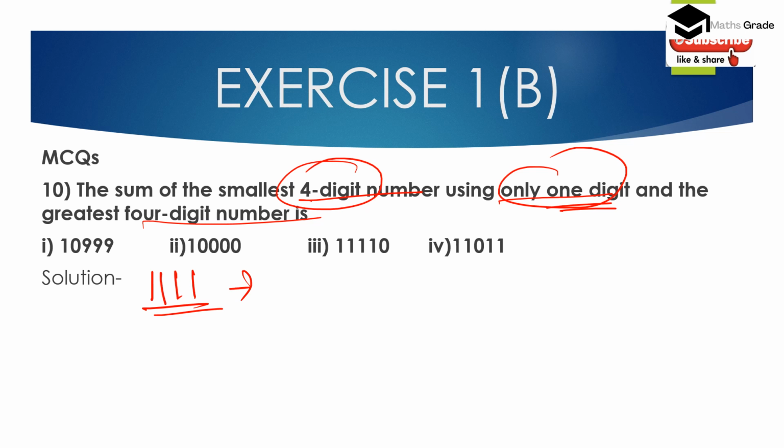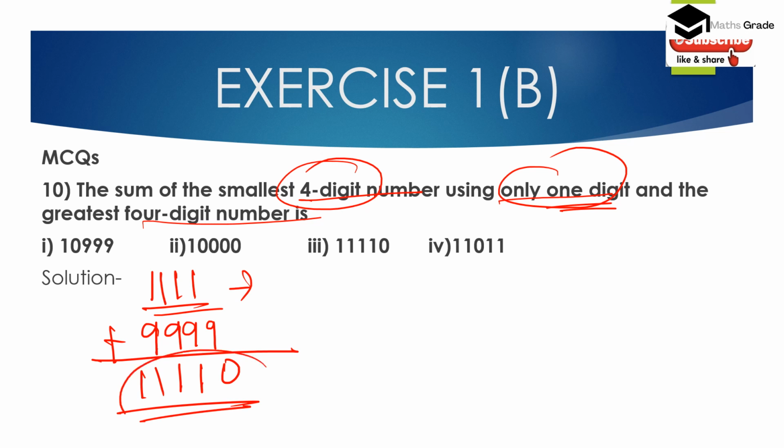And the greatest 4 digit number is 9,999. Now add: 9 plus 1 is 10, write 0 carry 1. 1 plus 1 is 2, 2 plus 9 is 11, carry 1. Then 1 plus 1 is 2, 2 plus 9 is 11. Now it is 11,110. Option 3 is the correct option.